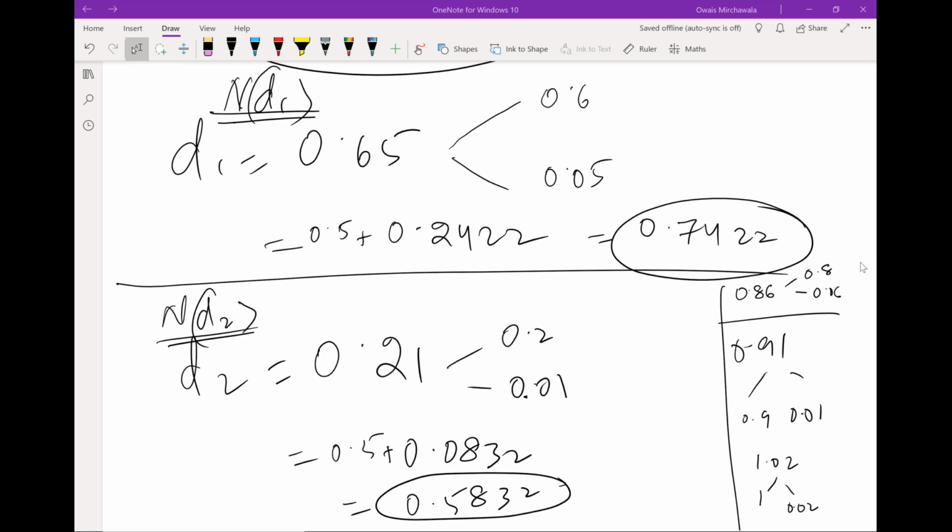So in step 4 for ND1 and ND2, you first need to have D1 and D2. D1 and D2 are 0.65 and 0.21. You need to break them into single digit and double digit. 0.65 needs to be broken into 0.6 and 0.05, and 0.21 needs to be broken into 0.2 and 0.01. Once you break it into single and double digit, go to the distribution table. 0.6 and 0.05 means 0.6 row, 0.05 column.